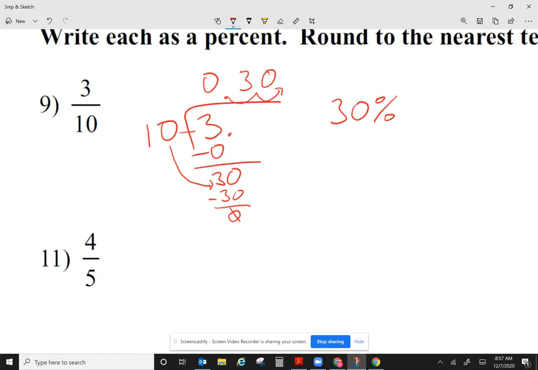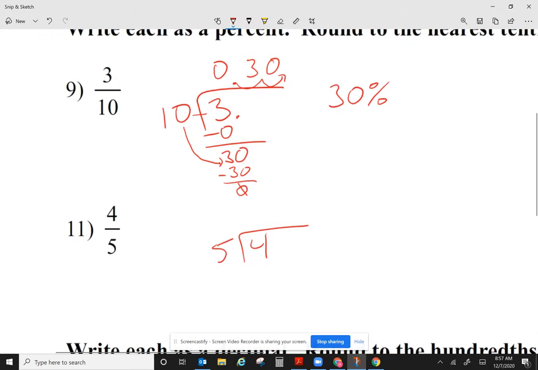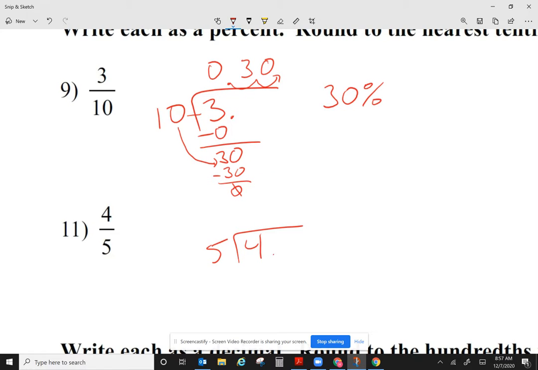Let's take a look at number 11. Because I'm doing division, I'm going to go 4 divided by 5. Remember, the number at the top, the numerator, goes inside the house. The denominator, the number at the bottom, goes outside. My answer will have a decimal point. How many times does 5 go into 4? Well, 0 times because 5 is bigger. 5 times 0 is 0. When I subtract this, I get 4.